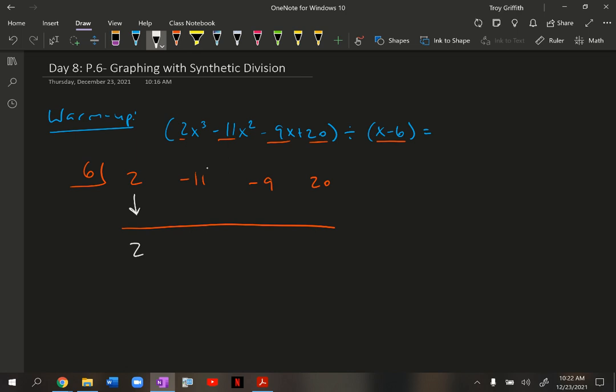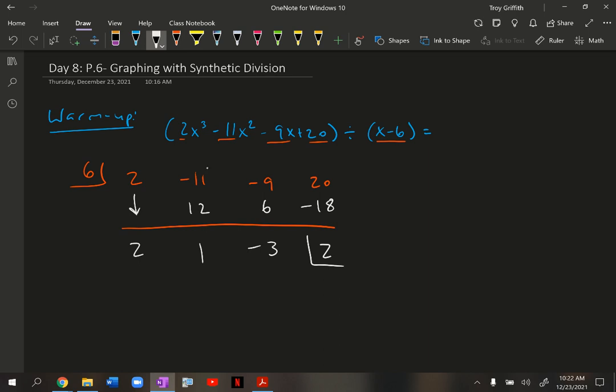2 times 6 is 12. Add in the middle. Negative 11 plus 12 is 1. 1 times 6 is 6. Add in the middle, I get negative 3. 6 times negative 3 is negative 18. Add in the middle, and in my final box here, I get a 2.